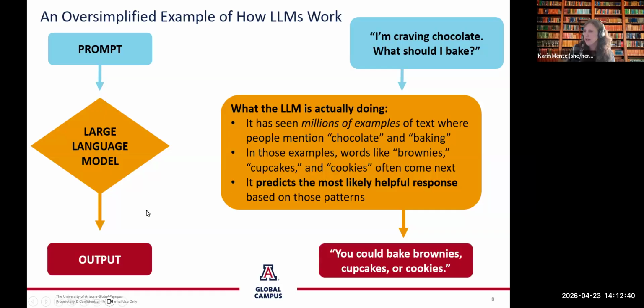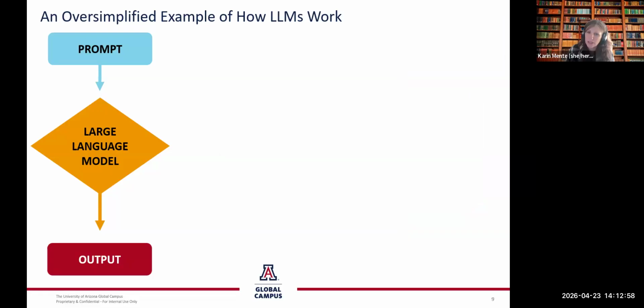Now, this is the core idea. LLMs don't reason, they don't understand your preferences, and they don't have opinions. They're just predicting the next most likely useful thing to say. And once we understand that, it becomes easier to use AI in a responsible way, because we know what it's actually doing and, more importantly, what it's not doing.